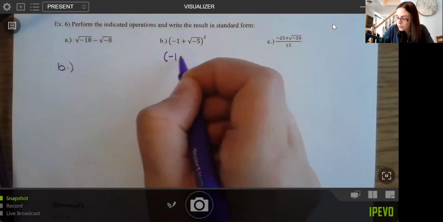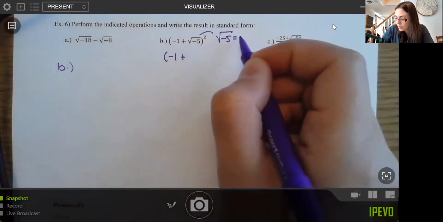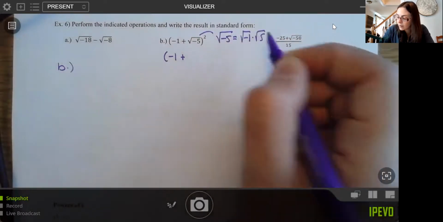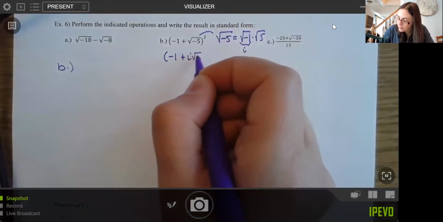So what I'm going to do is just rewrite this. So √-5 is the same thing as √-1 times √5. And this is your i right here. So this becomes (-1 + i√5) all squared.